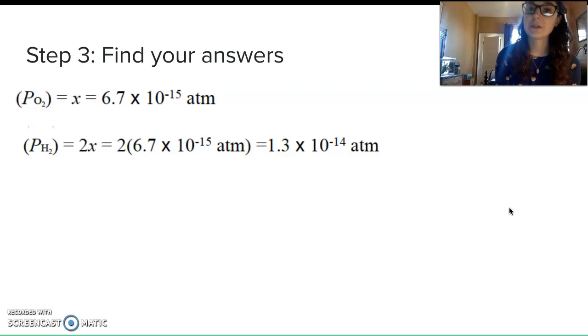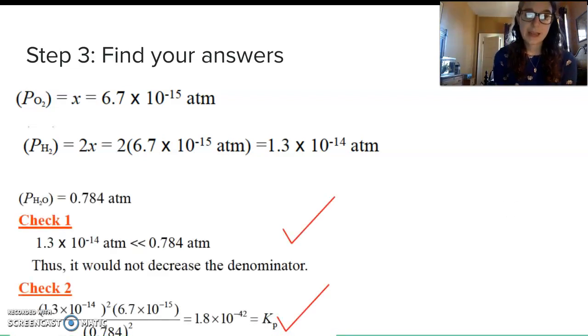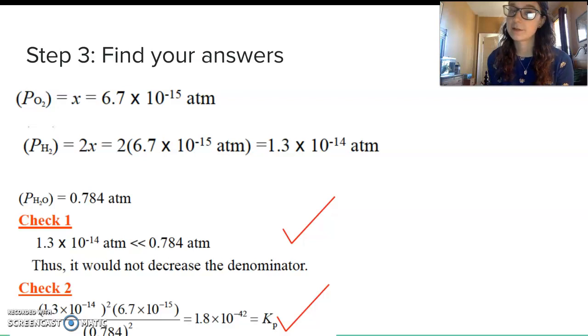And then we also have to find the pressure of H2O at equilibrium. So we take 0.784 minus 1.3 times 10 to the negative 14, which again is very, very small, so it's basically reported as 0.784 atmospheres. And now we check our answers in two ways.